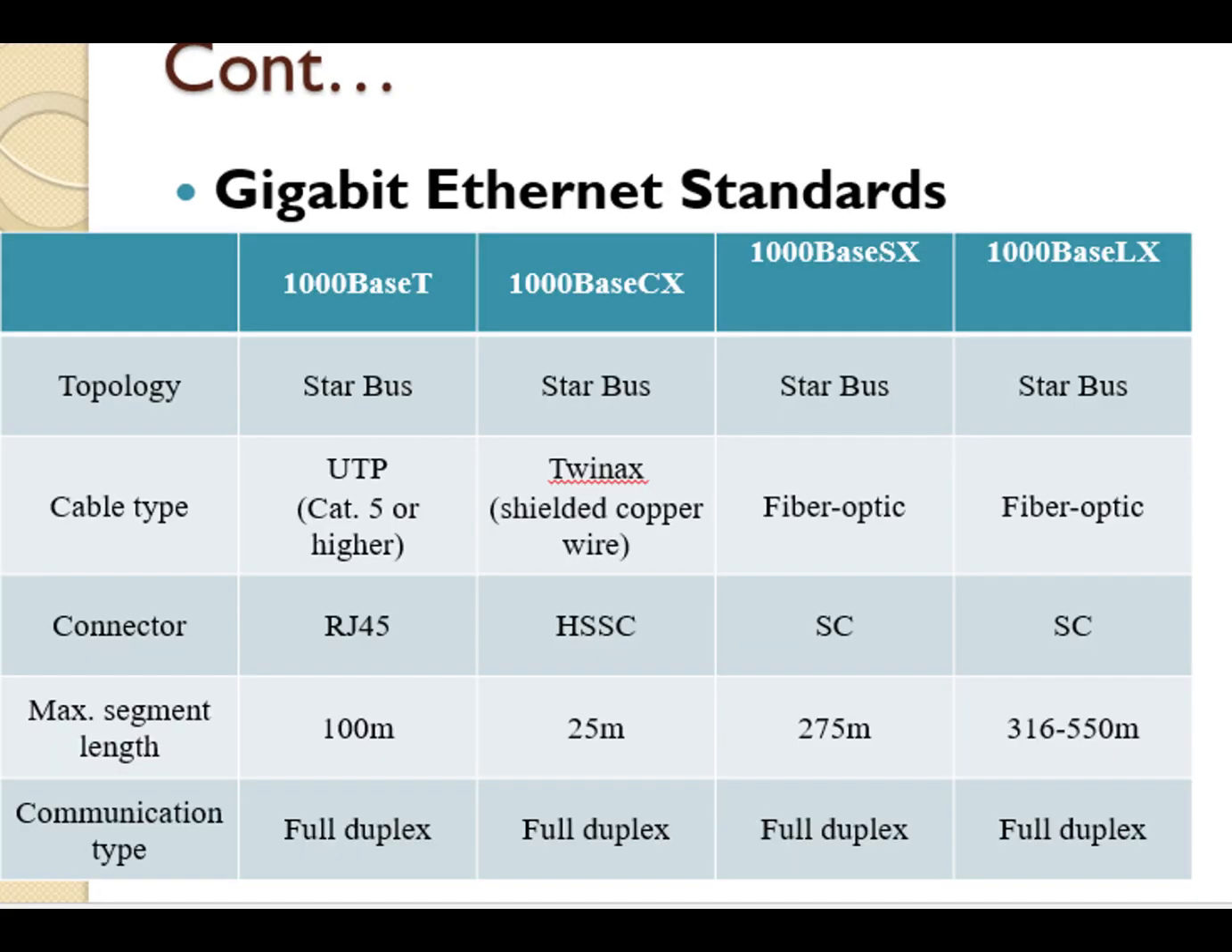Gigabit Ethernet standards: 1000BaseT, 1000BaseCX, 1000BaseSX, 1000BaseLX. Topology: star bus. Cable type: UTP Cat5 or higher, twinax shielded copper wire, fiber optic. Connector: RJ45, HSSDC, SC. Max segment length: 100 m, 25 m, 275 m, 316 to 550 m. Communication type: full duplex.